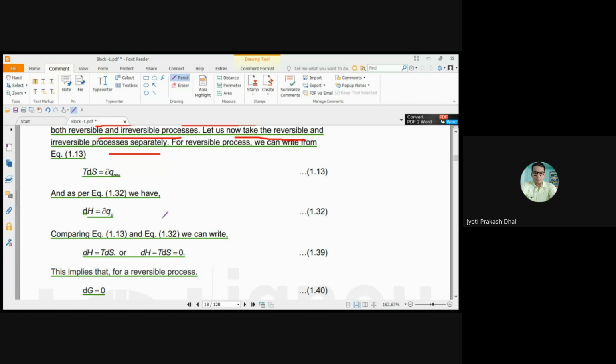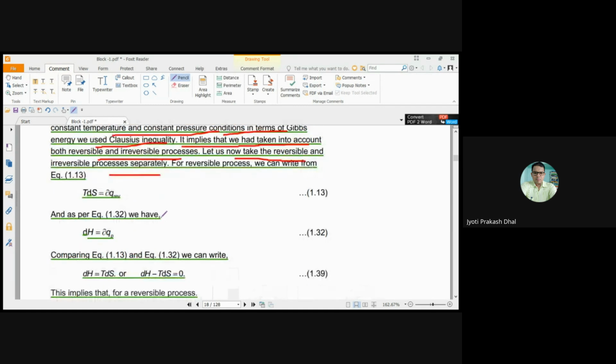So if we discuss the reversible process, then according to equation 1.13, the equation we used while discussing the Helmholtz function and which we are using here similarly, TdS equals del Q reversible. So this is the condition of reversible.